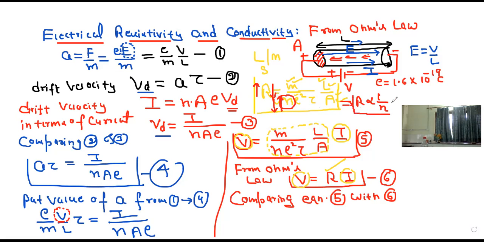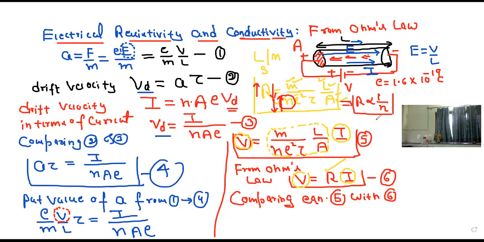So what is the factor on which the resistance of the wire depends? The resistance of any conductor or wire depends upon the total number of electrons present in the wire. More are the electrons, less is the resistance. Less are the electrons, more is the resistance.